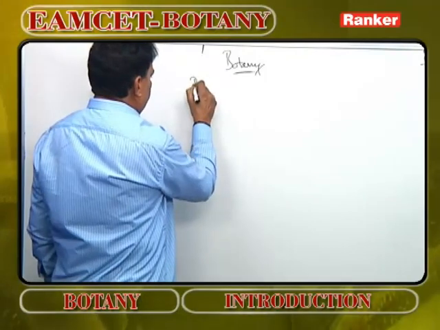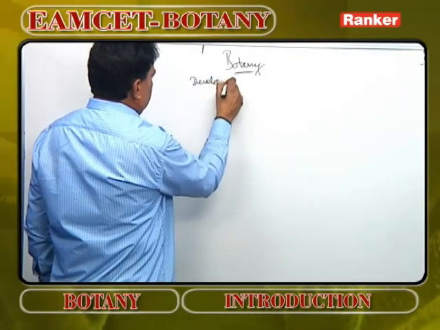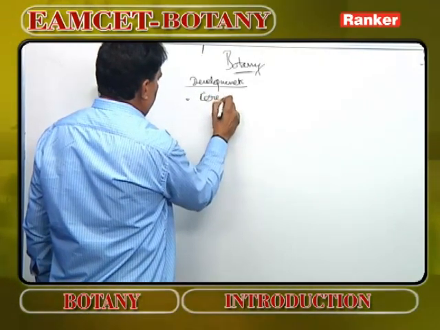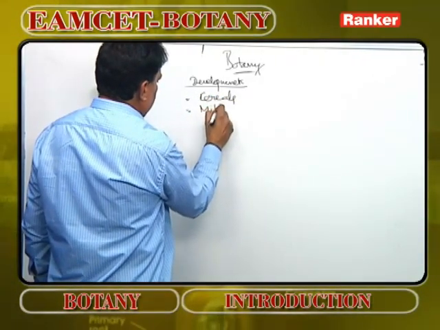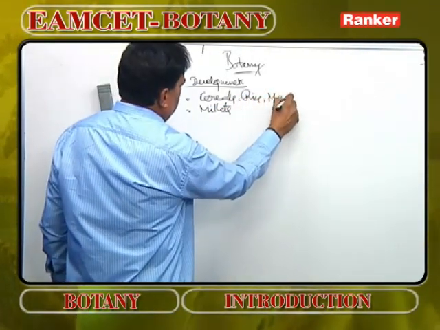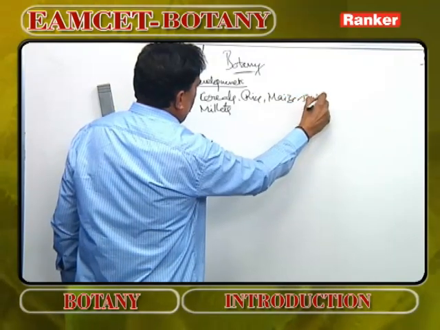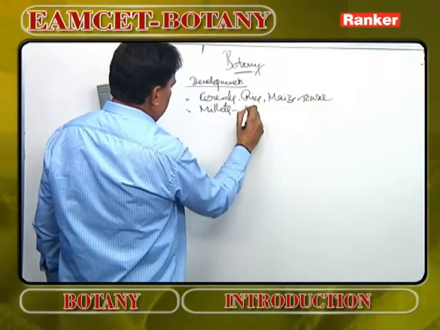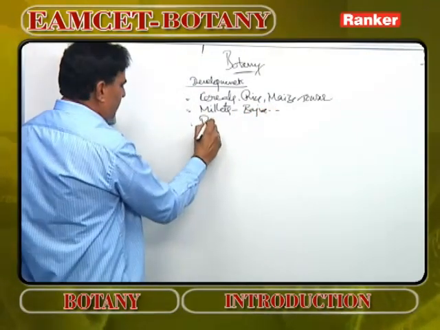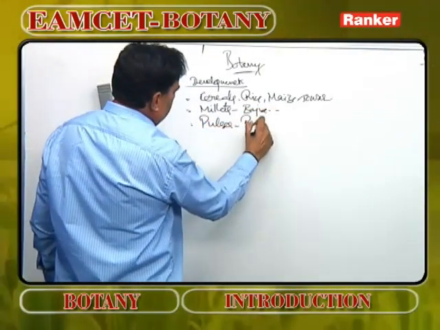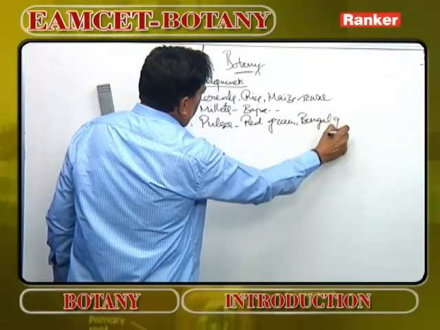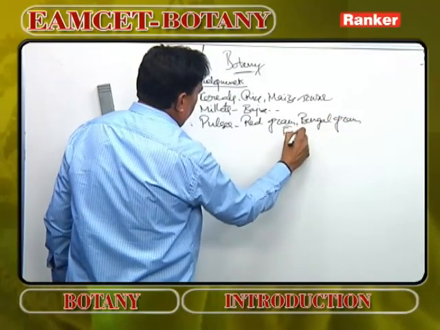Now coming to the development. Without plants there is no life. There are many plants. There are plants which give cereals, rice, maize. There are plants which give millets. Cereals means rice, maize, jowar and many other things. Millets means bajra and other things. There are plants which give pulses. Pulses means red gram, Bengal gram and other components belonging to the family Fabaceae.